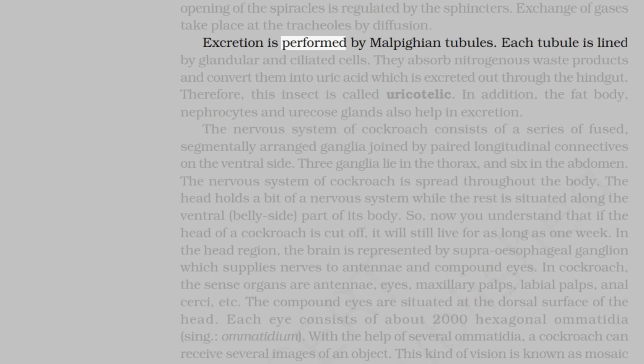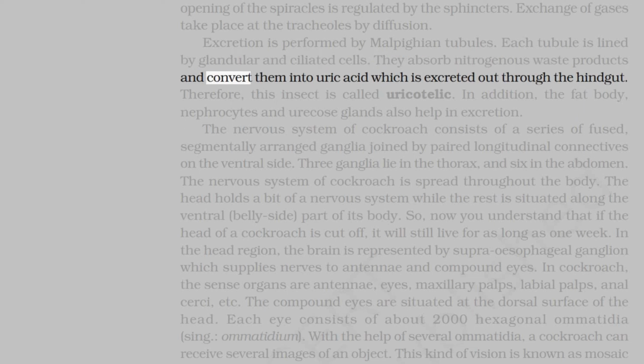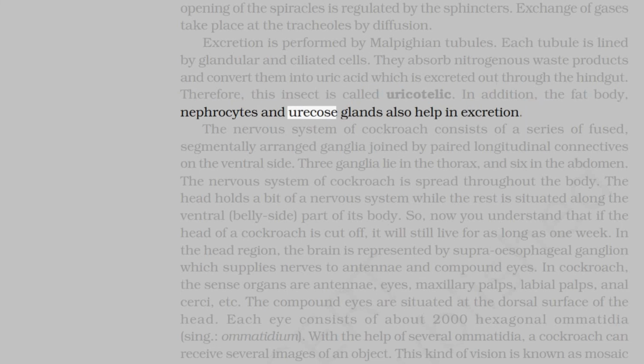Excretion is performed by Malpighian tubules. Each tubule is lined by glandular and ciliate cells. They absorb nitrogenous waste products and convert them into uric acid which is excreted out through the hindgut. Therefore, this insect is called uricotelic. In addition, the fat body, nephrocytes and Yurkos glands also help in excretion.